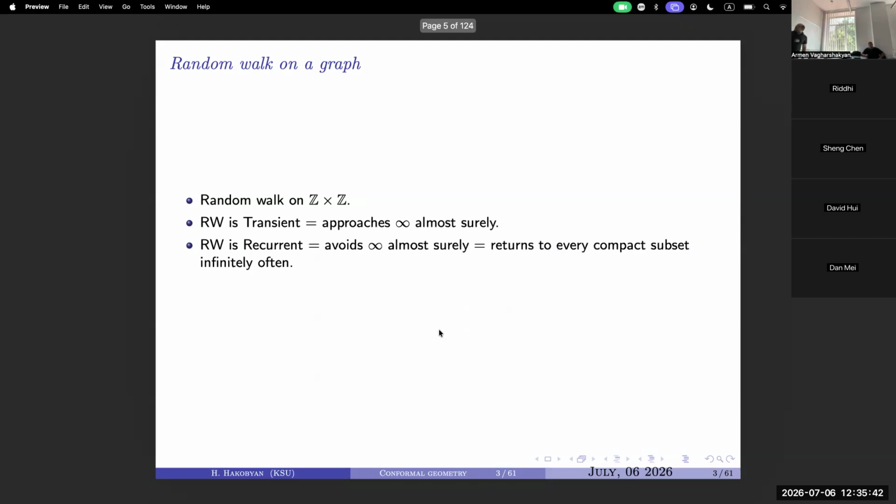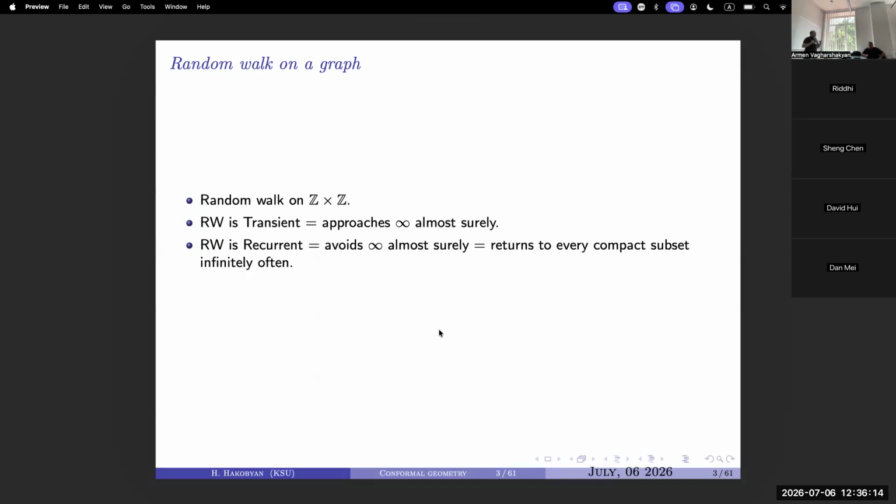Recurrent means it avoids infinity almost surely, so it returns to compact subsets infinitely often. In the first example, Z cross Z, it turns out the particle comes back to the origin infinitely often. It basically doesn't go to infinity. That is an example of what's called a recurrent random walk.